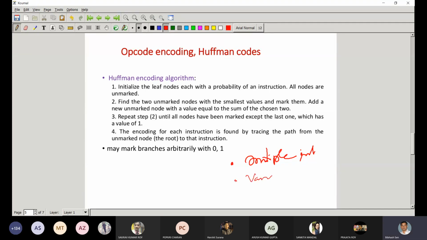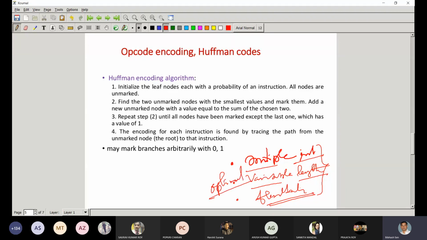Number two, variable length. Variable length, multiple instruction, variable length. And number three is you can say also flexibility. Flexibility also becomes very high, but I don't know whether these are optimal or not.